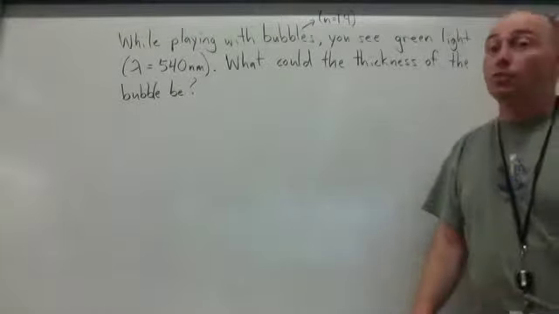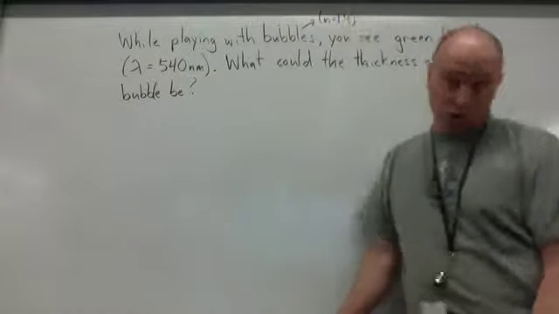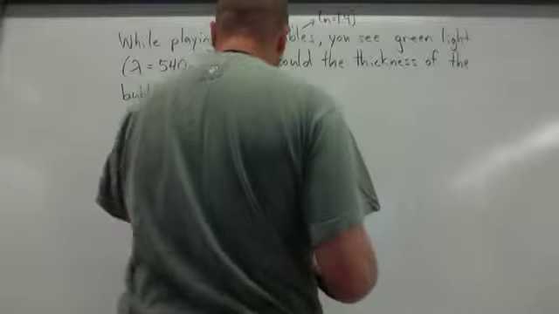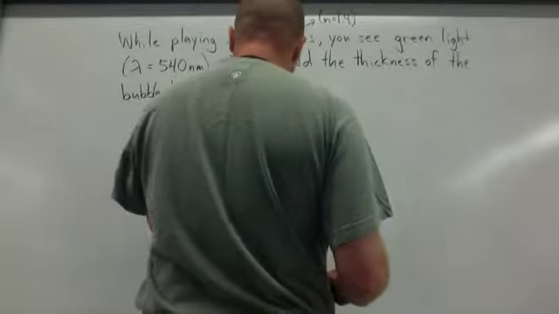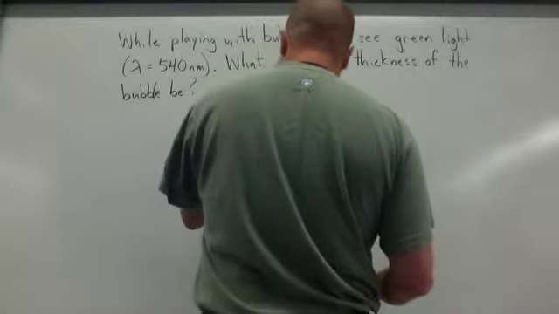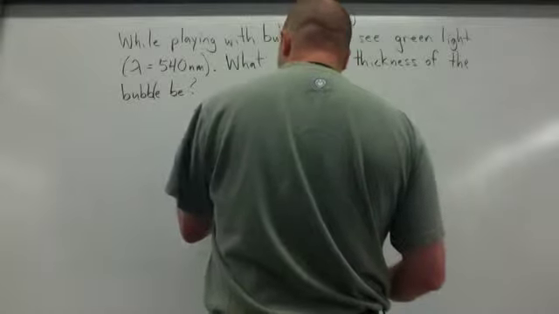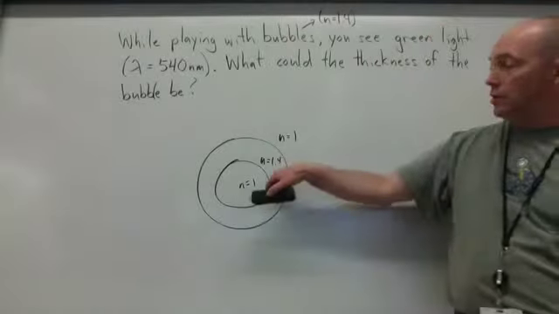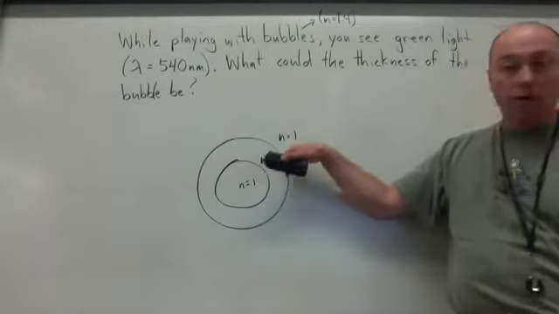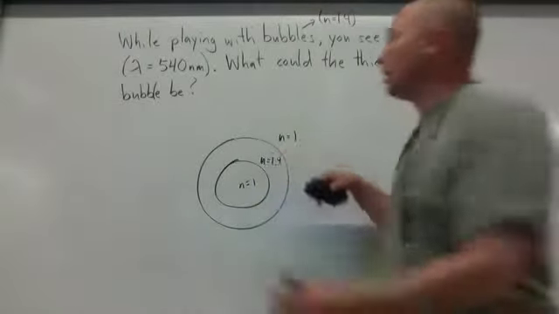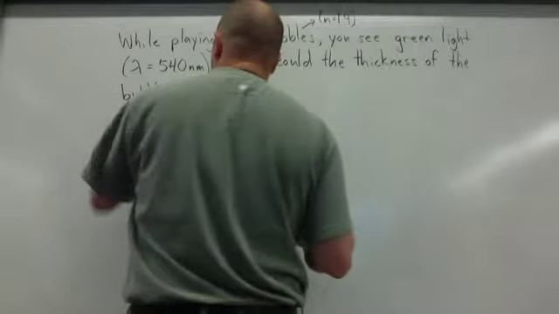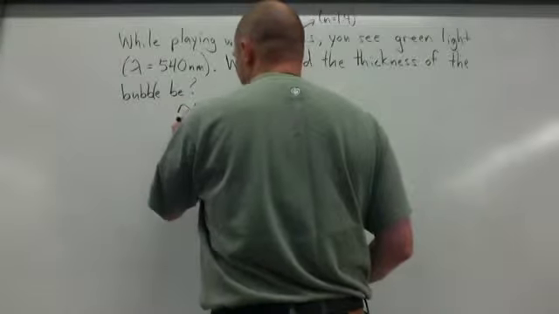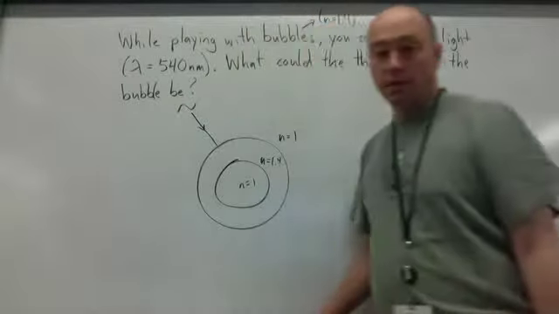Okay, so guess what? We need to start with a picture. So let's start with our picture. I'm going to kind of sketch what's going on. So we have n equals 1.4, n equals 1, n equals 1. So I have a bubble here, index of 1.4, inside is air, outside is air. Okay, I have light. There's my light. The light is going to come down and hit the surface.